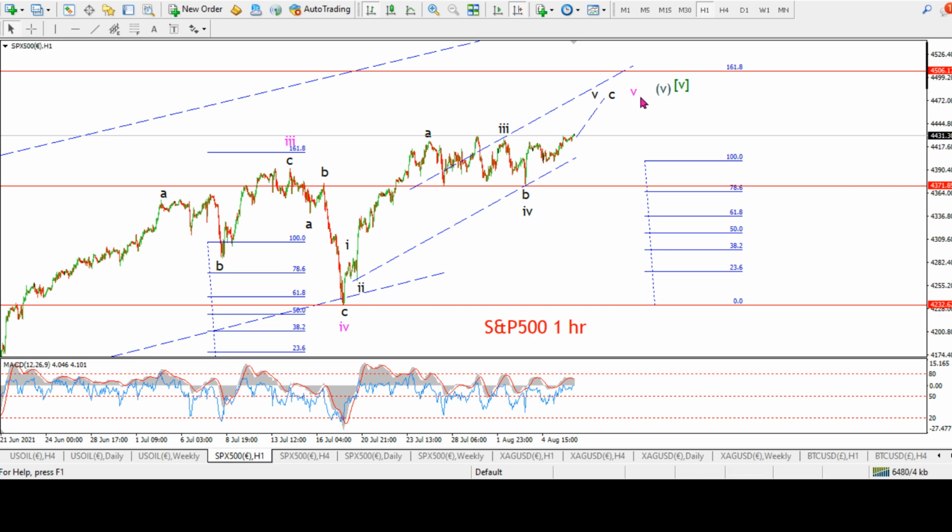Whether this is wave C of 5 or wave 5 of 5 completing, I think next week is going to be more than enough time to do that. We might even see a nice impulsive decline begin next week. Okay, so let's move on to silver.